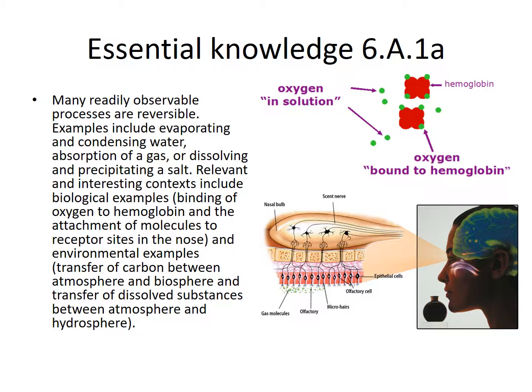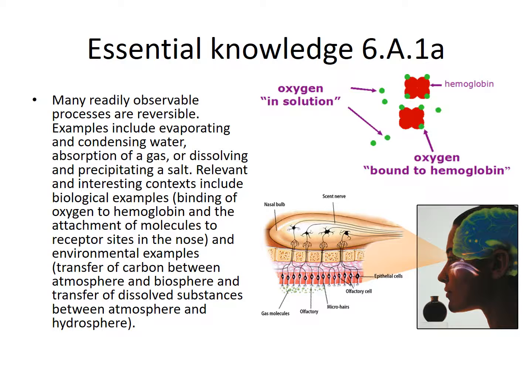Relevant and interesting contexts include biological examples. So this could be a principle that could be used to understand certain things in AP biology. One example is the oxygen molecule binding to hemoglobin and then releasing from the hemoglobin. So that means it's reversible. Oxygen can go on hemoglobin, oxygen can come off hemoglobin.